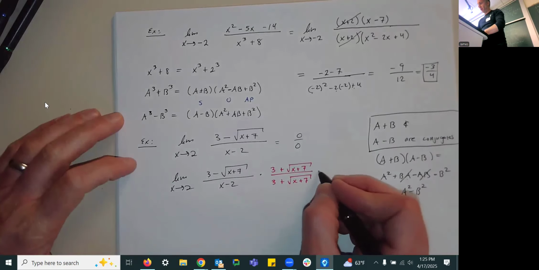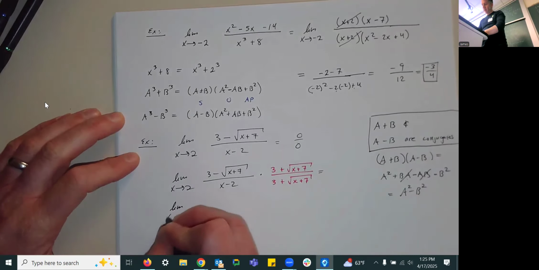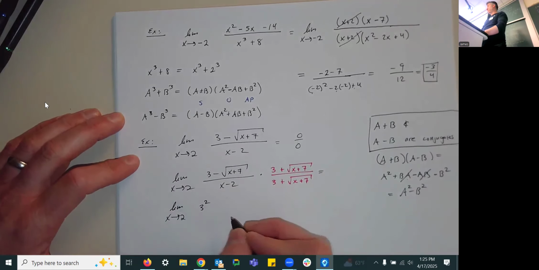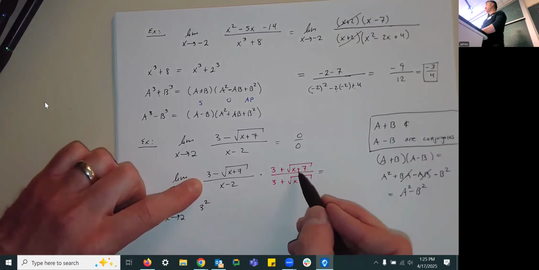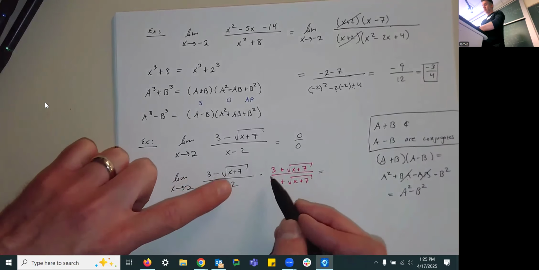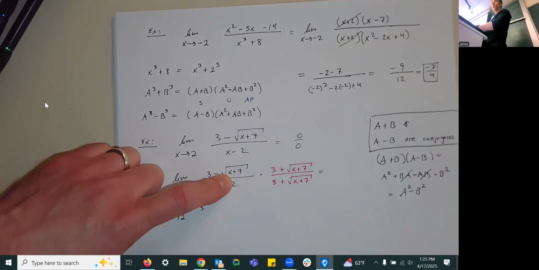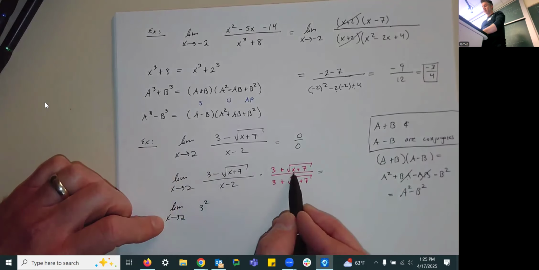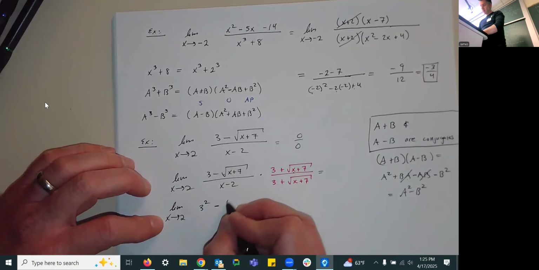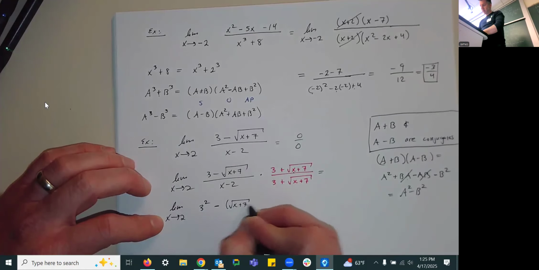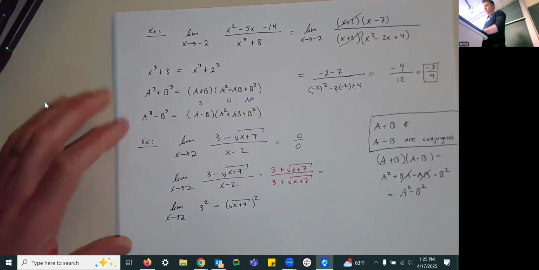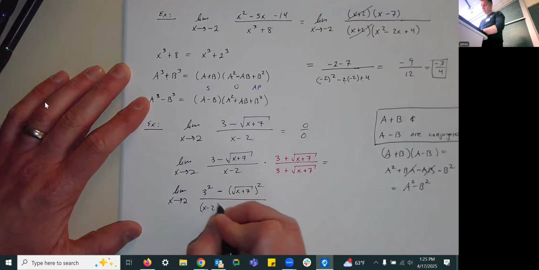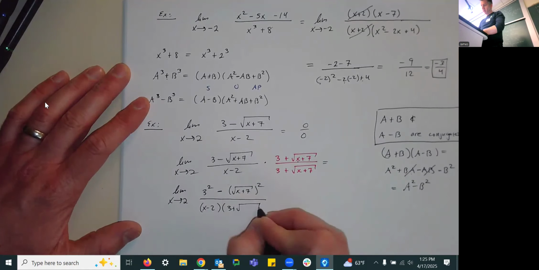I don't want to show all that work. I want to just say, yeah, the top part is going to be 3 times 3 or 3 squared. The middle terms cancel. My 3 times the square root of x plus 7 and my negative square root of x plus 7 times 3 add to 0. And then I still have a negative square root of x plus 7 times positive square root of x plus 7. So I have negative square root of x plus 7 squared. Divided by, don't multiply out the bottom part here, x minus 2 times 3 plus the square root of x plus 7.